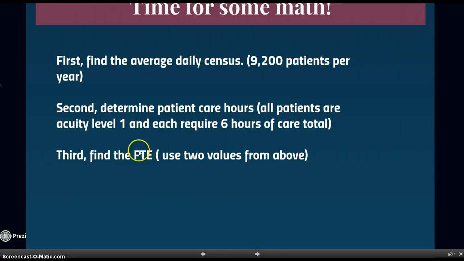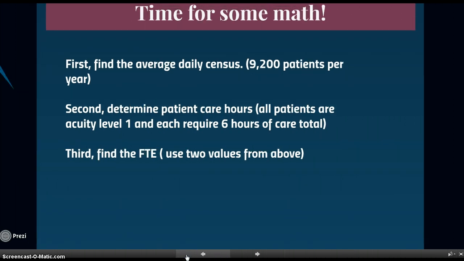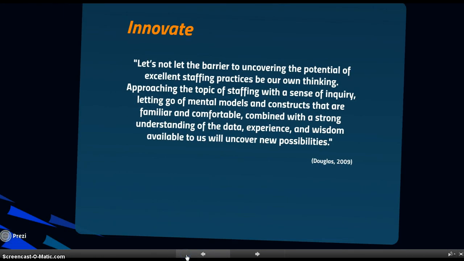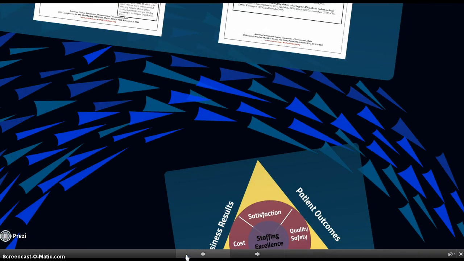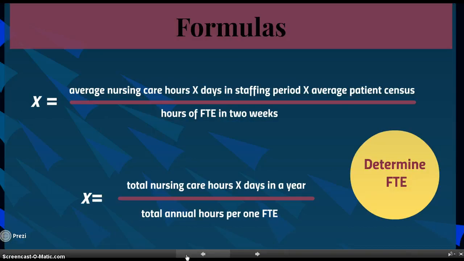And then third, we have to find the full-time equivalent. So I'm going to go back to the equations that we used before. And we're just going to plug the numbers in. So for the first one, average nursing care hours, that's 6. Because we're going by the 150 divided by 25 patients per day is equal to 6. Also the number that I got off the chart.